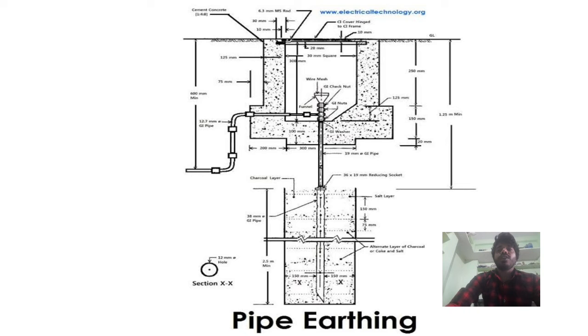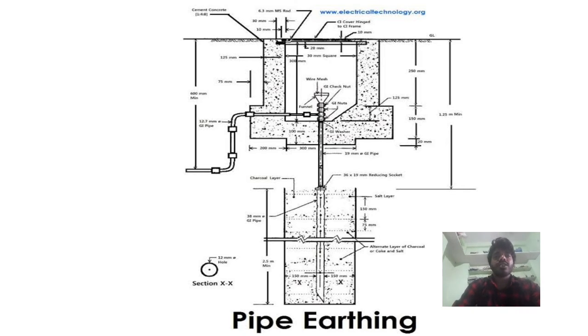A funnel is arranged at the top of the earth pipe to pour water in order to provide moisture in summer.